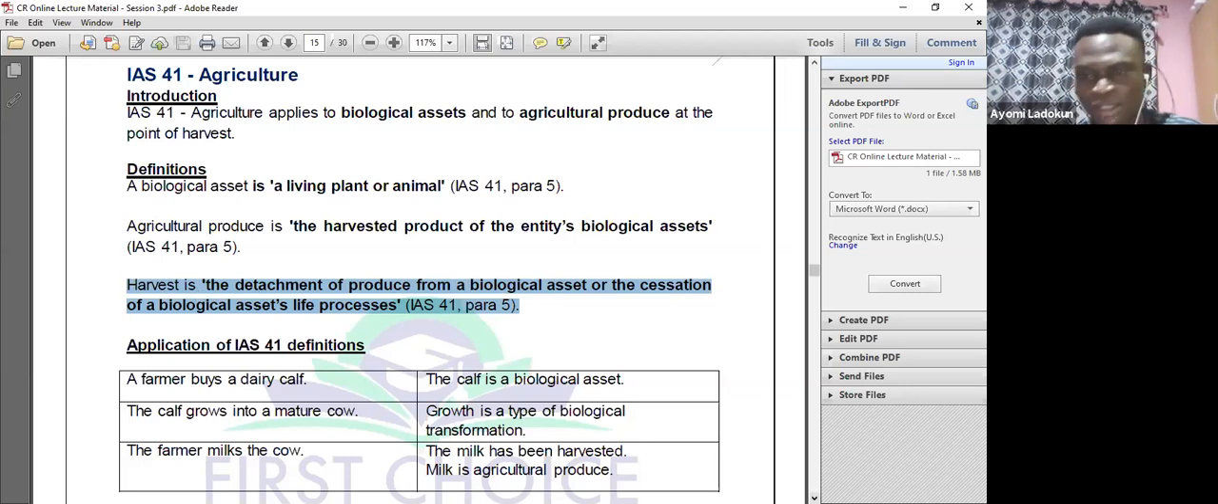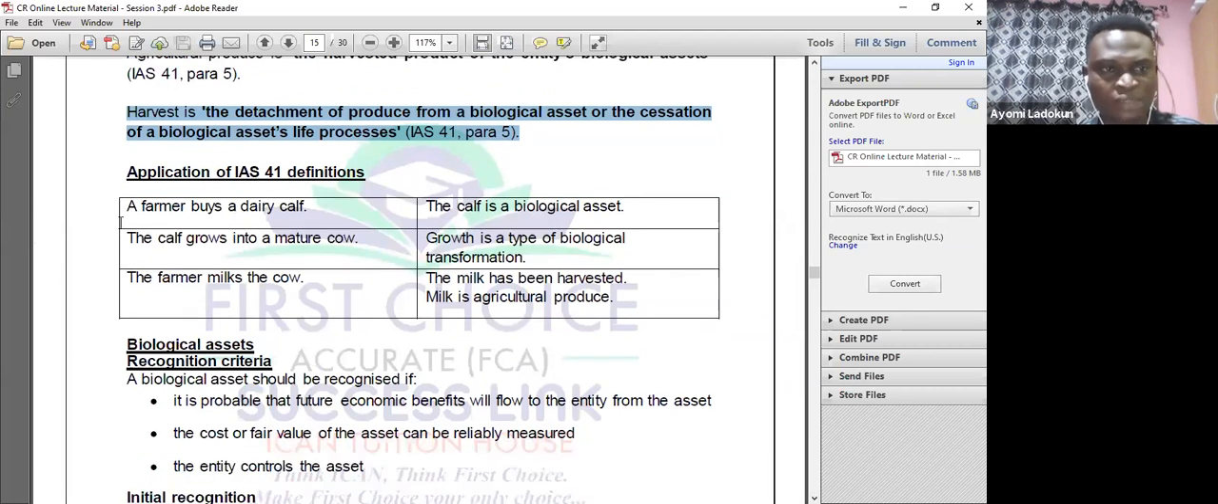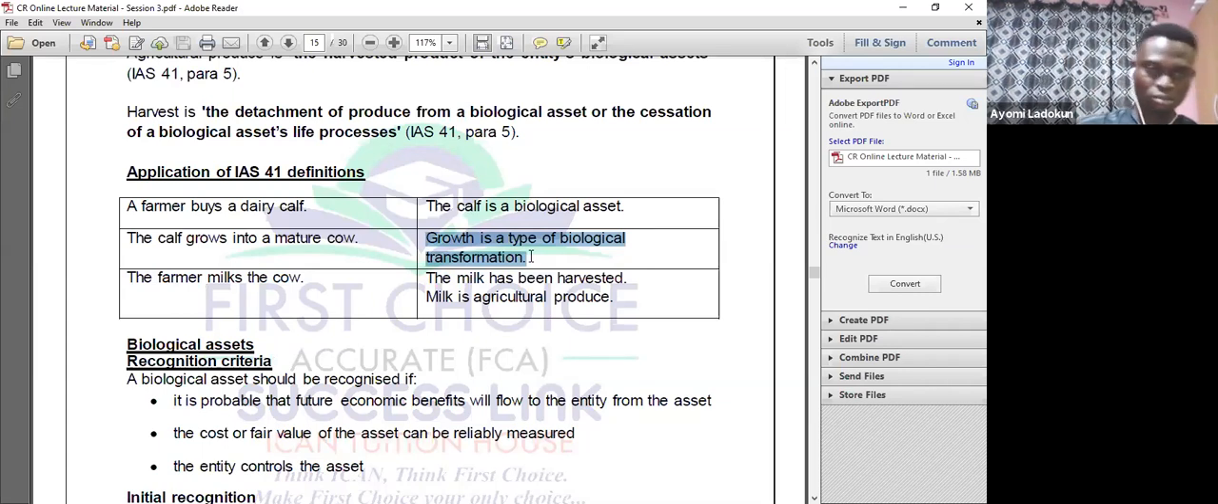Okay, so let's now look at application of the definition. A farmer buys a dairy calf. The calf is a biological asset. If you go to the market, for example, and buy a dairy calf, the calf is a biological asset. Now, the calf grows into a mature cow. Growth is what we call biological transformation. We are not doing biology here, but you just need to understand that. I cannot even teach you biology. I don't know it at all.